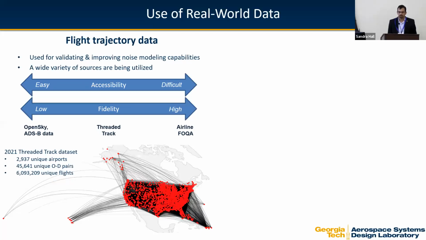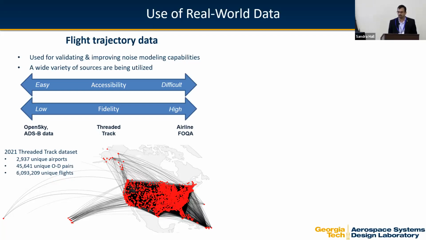But if you go to the other end of the spectrum, you would have something like airline FOQA data, which is a lot more parameters. You would have information about the engine state, the flap position, the gear of the aircraft. But of course, unless you work with an airline or get them to give you their data for free, you're not going to have access to any of that.